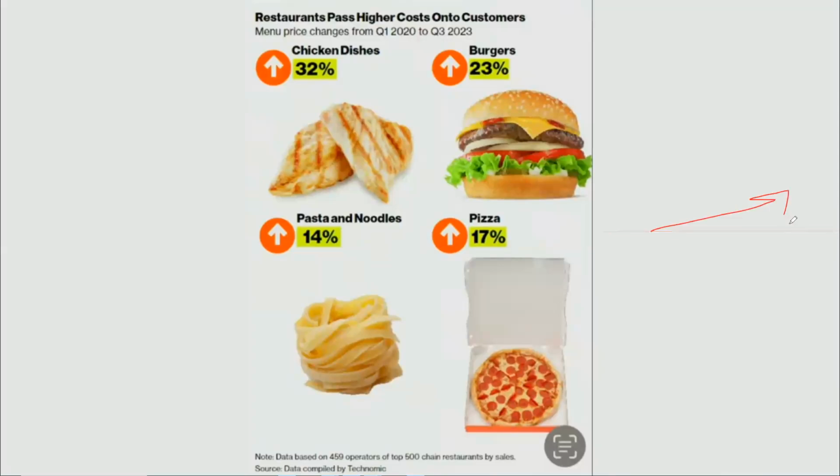it's still higher. And you can take a look here at menu prices from 2020 to 2023. Chicken dishes are up 30%, burgers are up 23%, pizzas up 17%, and pasta and noodles are up 14%. So we're seeing not only homes more expensive, we're seeing food more expensive and many other areas of the economy.